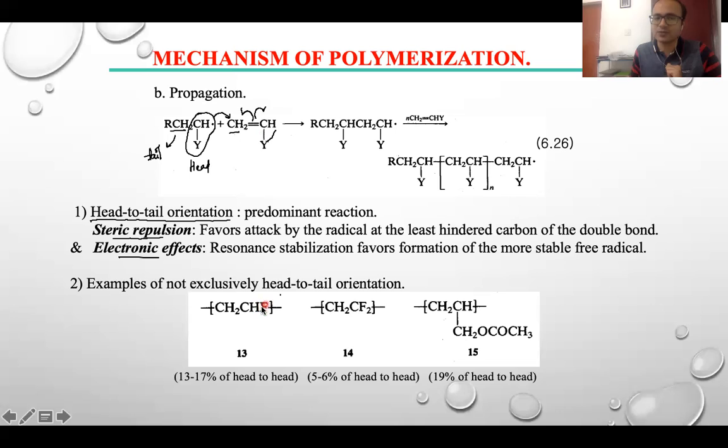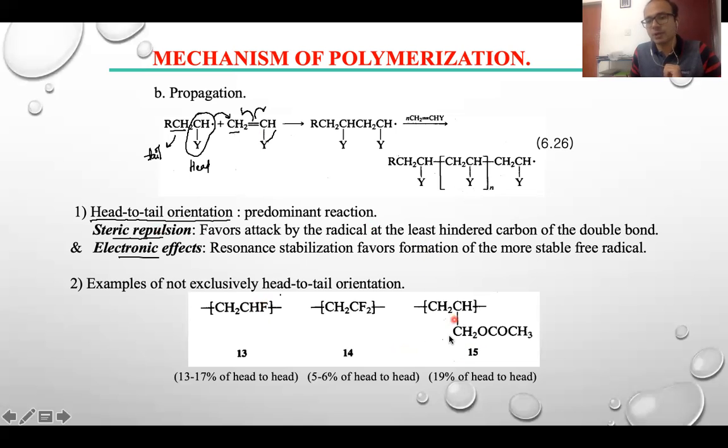here, the fluorine doesn't stabilize it that much in this case. So probably, and also the steric nature of the fluorine is considerably lower. Okay, so that is probably one reason why you will find a head-to-head orientation also, along with the head-to-tail orientation of the monomers in the polymer chain.